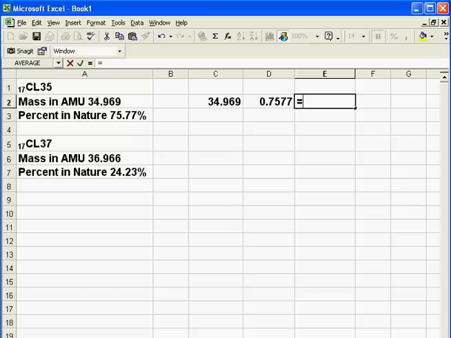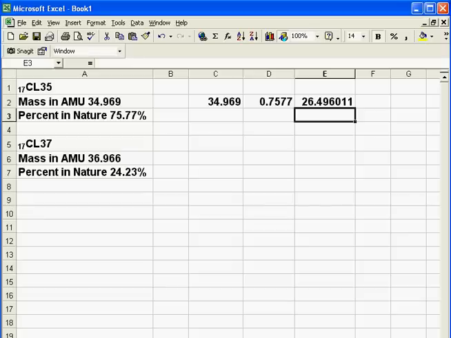Now I'm going to show you how to do this calculation in Excel, which is really easy. You type in the equal sign, then you click on this cell, which is C2, and then you hit the asterisk, which is the multiplication sign. Then you click on this one, which is D2, and hit enter, and boom, now you get what that multiplication comes out to.